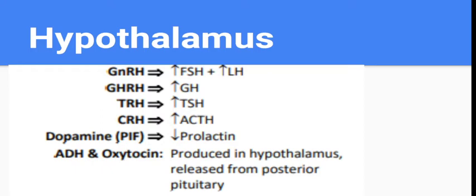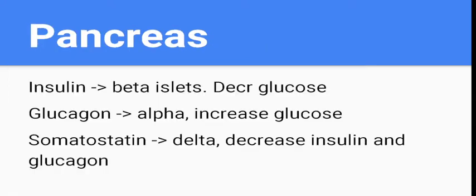So TRH is thyroid releasing hormone, which causes thyroid stimulating hormone to be released. In the pancreas, insulin is from the beta cells, which decreases glucagon. Glucagon is released by the alpha cells, which increase glucose. And somatostatin is released by the delta cells, which decrease insulin and decrease glucagon. So knowing what cells release what is kind of important here. So beta, insulin, alpha, glucagon, delta, somatostatin.